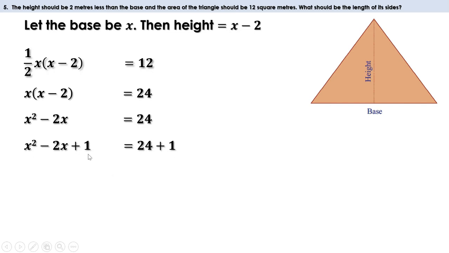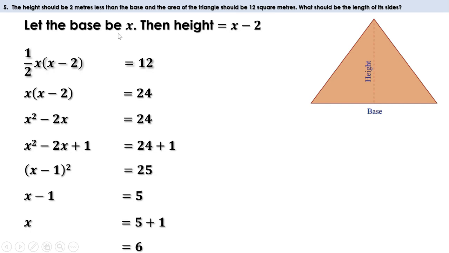Now this is a perfect square. This is the square of x and this is the square of 1. This is negative, so this is the square of x minus 1 and this is 25. So we can write x minus 1 all square is equal to 25. This is the square of x minus 1 and this is the square of 5. So taking square root on both sides, we can write x minus 1 equal to 5. Taking minus 1 on the other side, we can write x equal to 5 plus 1, or 6.